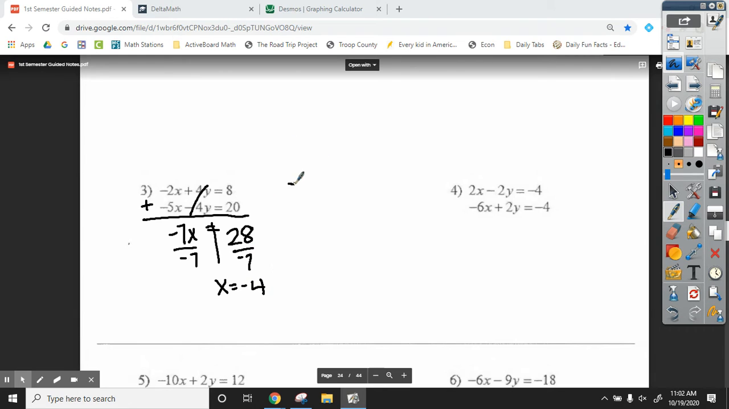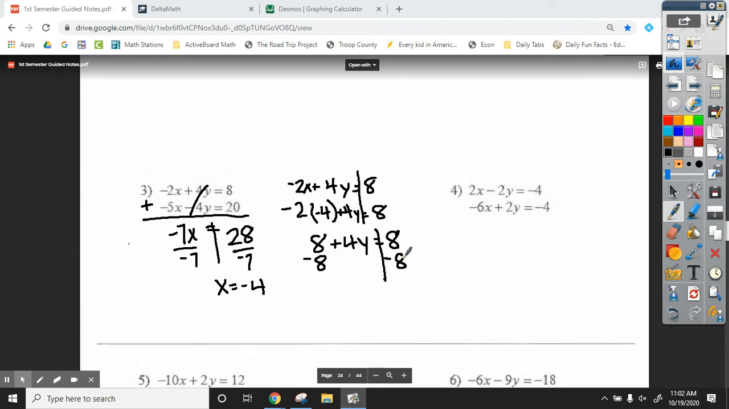Now that we know our x value, we need to substitute it back in to one of our equations to find y. So we get -2. Instead of x, we put parentheses -4 plus 4y equals 8. When we multiply that, we get 8 plus 4y equals 8. We subtract on both sides. We get 4y equals 0. To get y by itself, we need to divide by 4, and y will equal 0. So we get -4 as our x value and 0 as our y value.